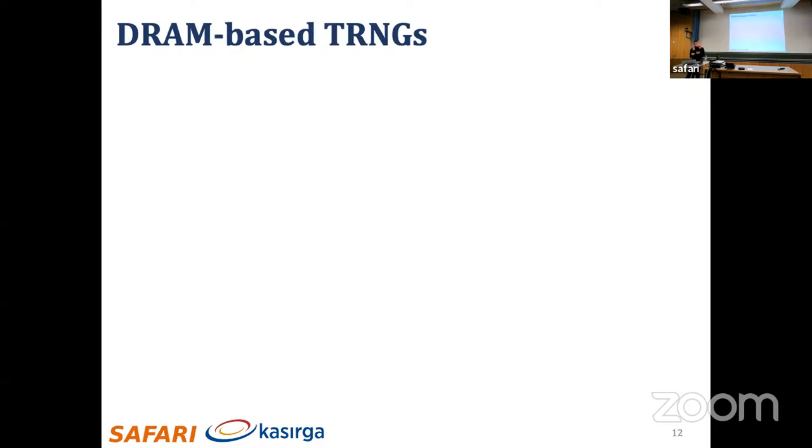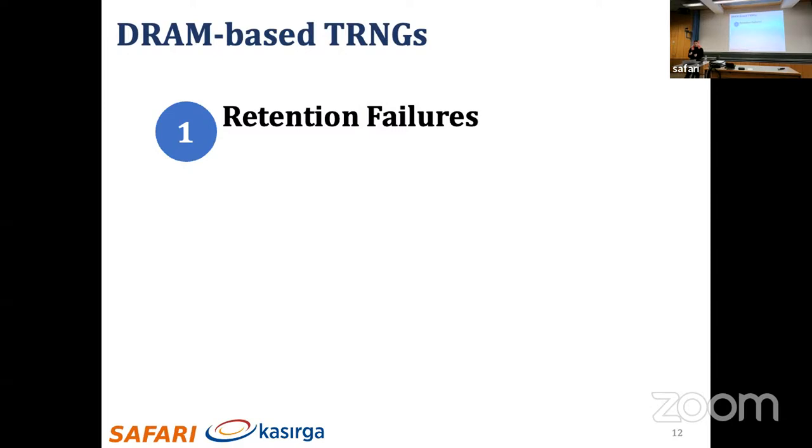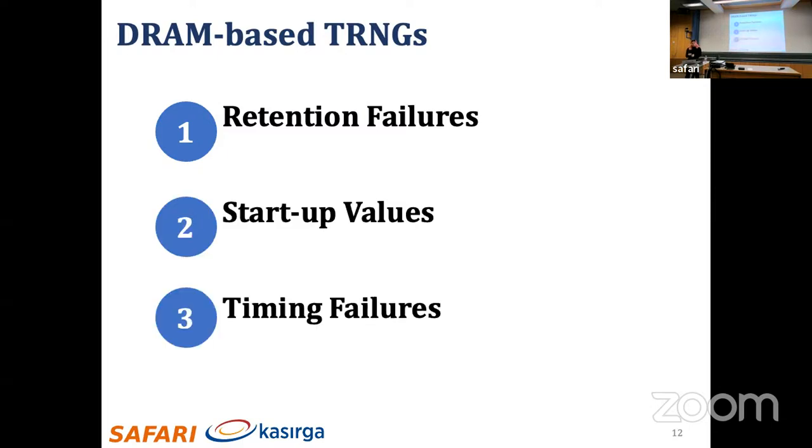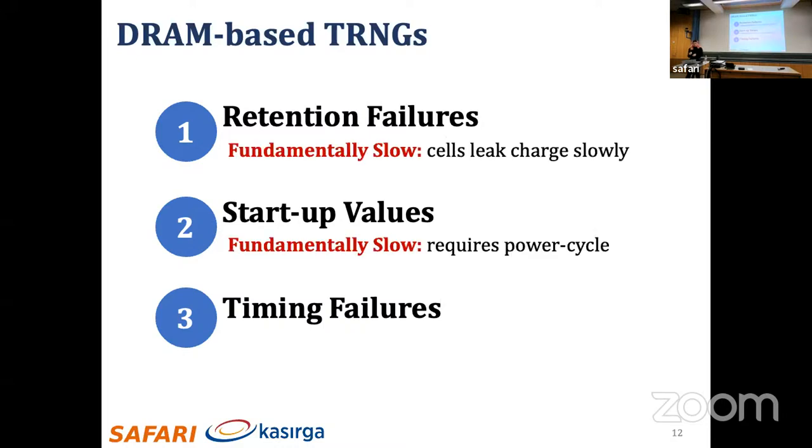Previous research proposes a set of DRAM-based TRNGs that leverage the randomness in retention failures, which use random errors in DRAM cells due to charge leakage in the cell's capacitor, startup values that form after power cycles, and timing failures that use errors due to violating DRAM timing parameters. Retention failure and startup value-based TRNGs have limited throughput since charge leakage is fundamentally slow and power cycles are expensive.